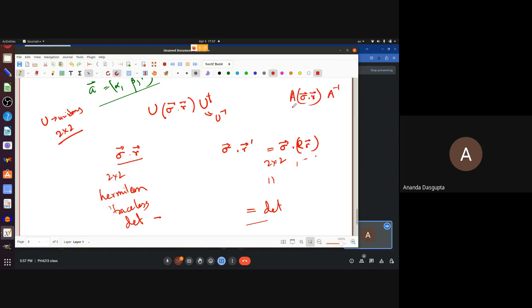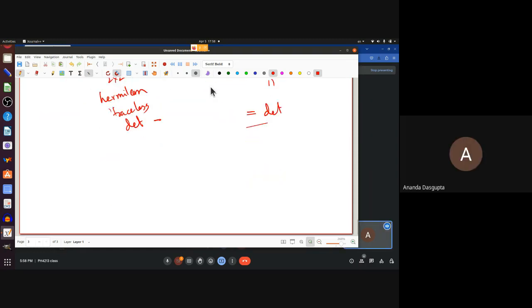But I cannot do this with any arbitrary invertible matrix. Why? Because I also want the thing to remain Hermitian. Sigma dot R is Hermitian. That will happen only if the similarity transformation is actually a unitary transformation. U sigma dot R, U dagger. That is Hermitian. Is that okay? Yes. Great. So what have we shown?